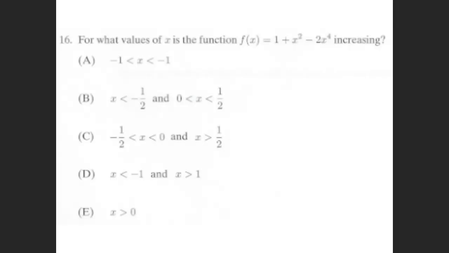Okay, so in this problem, this goes back to first semester. It says, for what values of x is the function f of x equals 1 plus x squared minus 2x to the fourth increasing? Well, that is the first derivative test. What does the first derivative test give us? First derivative test tells us where a function is increasing, decreasing, what its max and mins are. So how did we do that?